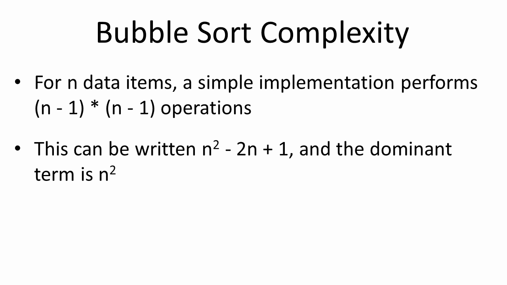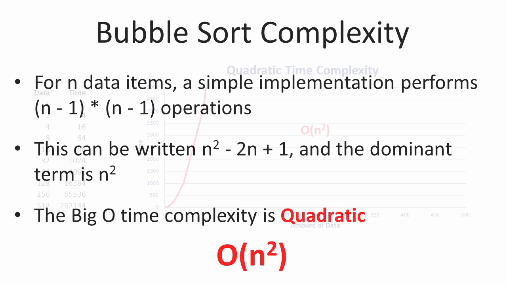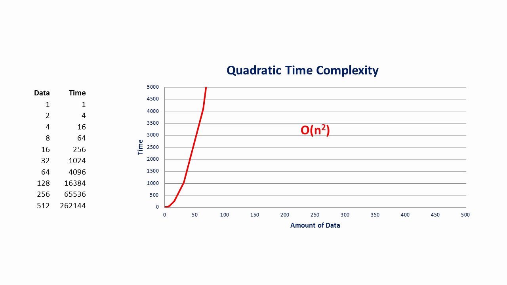If we expand these brackets out, it can be written n^2 - 2n + 1, and you can see the dominant term is n^2. This is known as quadratic complexity, and in big O notation we write O(n^2). So this chart actually describes quadratic time complexity.